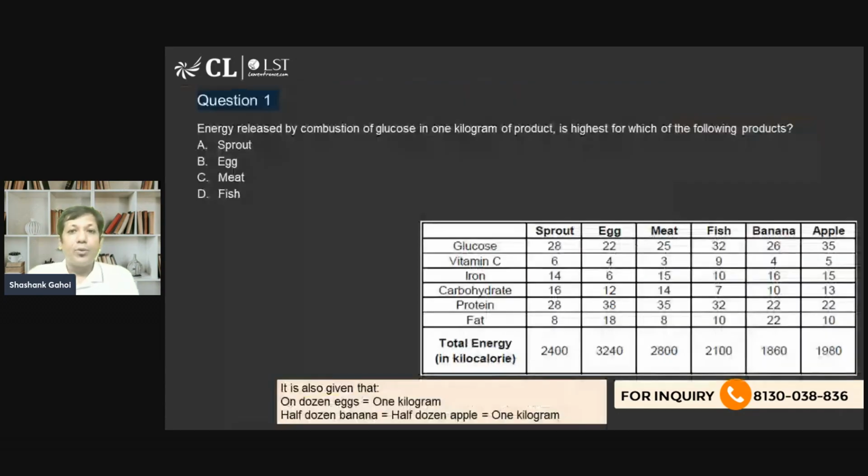Energy released by combustion of glucose of 1 kg of product is highest for which of the following products? So we are talking about 1 kg. The options are Sprout, egg, meat, and fish. Sprout generates 28% of 2400, so this value comes out to be 676 minus 4, that is 672. So this is the value we are going to get.